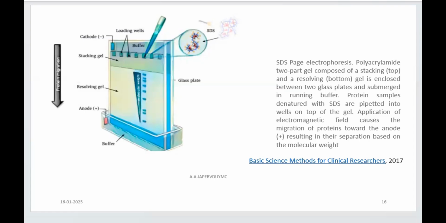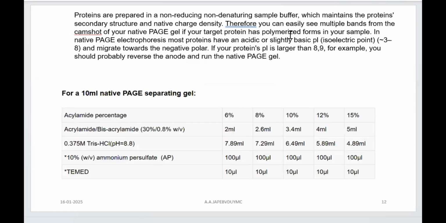Generally, 15% polyacrylamide gel is commonly used, but again, it is the molecular mass of the protein that is important, which is going to decide the percentage of polyacrylamide to be used, as you remember, in this slide we had talked about.